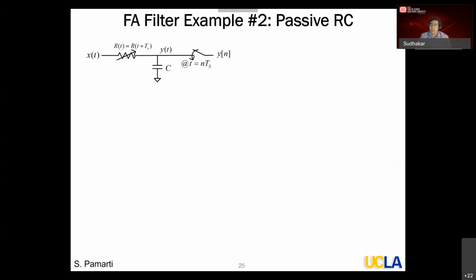Now let me give you an even more ambitious passive RC example. This is a trivial circuit, the first order RC. This is the first circuit all of us have studied in our undergrads. We know that a first order RC will give us a simple 20 dB per decade low pass filter. Now what I'm going to do is change the R variation periodically at some period Ts, and I'm going to sample at the same rate Ts.